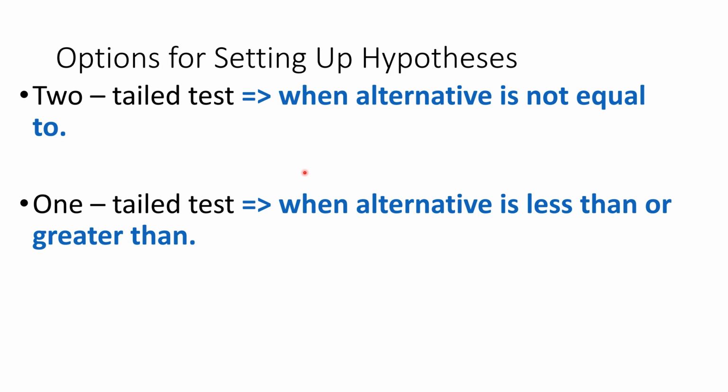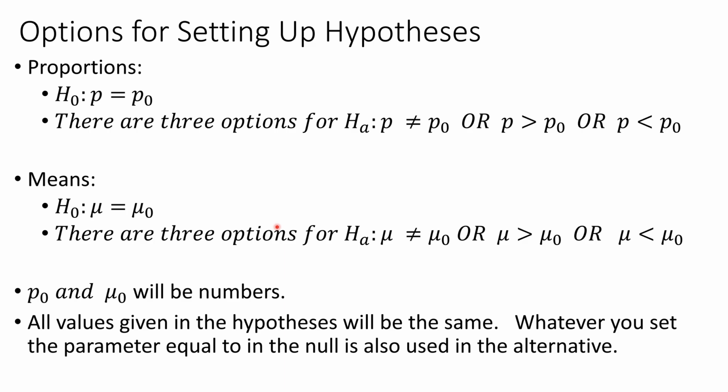If the alternative hypothesis is not equal to, then we call the test a two-tail test. When the alternative hypothesis is less than or greater than, then we call it a one-tailed test. So this alternative hypothesis here is a two-side test. Those two are one-side tests. And similarly, this alternative hypothesis is a two-side test, and these two are one-side tests.